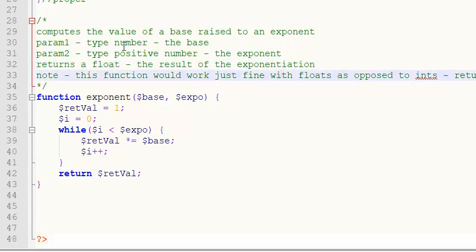And also this is important, right? You see how in the documentation I said it's a number? In a strictly typed language, I would have to be clear about whether those were floats or integers, but in a loosely typed language like PHP, it really doesn't matter. All right, so this works.